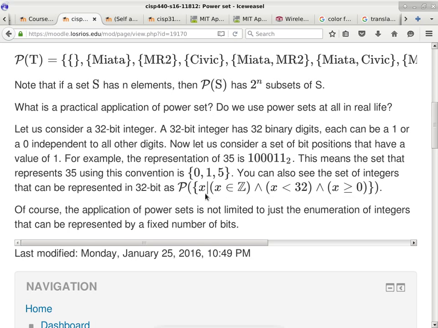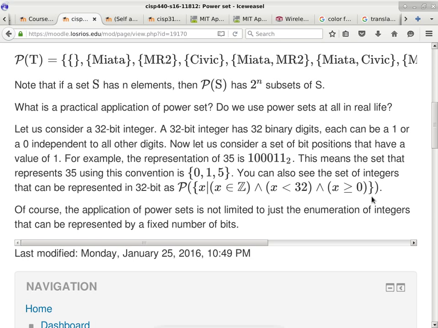This part is really just a fancy way to say a set of integers from 0 to 31. Each element x has to meet the following requirement: x has to be an integer, x is less than 32, and x is greater than or equal to 0. So it's a long way to spell out 0 to 31 as integers.